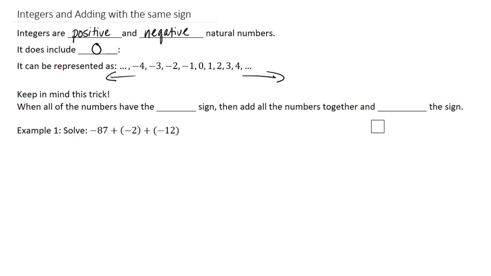Keep in mind this trick. When all the numbers have the same sign, then we're going to add up all the numbers together and then keep the sign. So let's look at example 1.